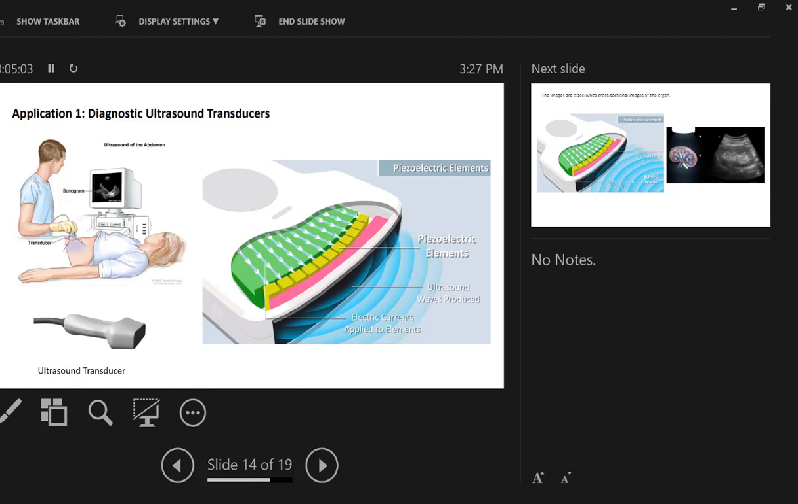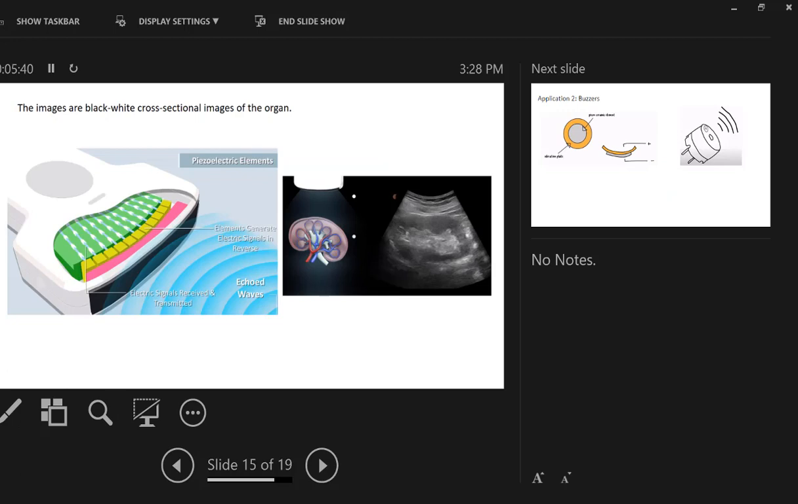The ultrasound machine in the hospital receives the echo because it's a 3D structure inside. Different parts of the patient will echo a signal with a different intensity because they have a different distance between the organ and the transducer. In that case, you can reconstruct the image by the voltage difference received by the transducer. That's how that works. It's a piezo device.